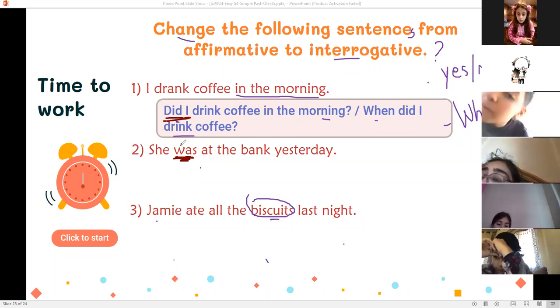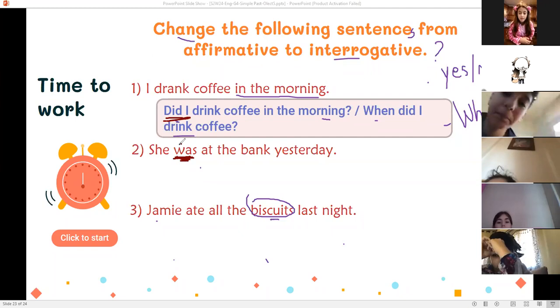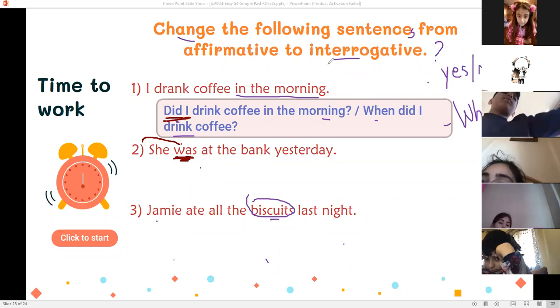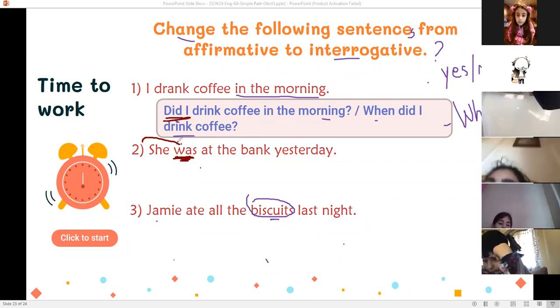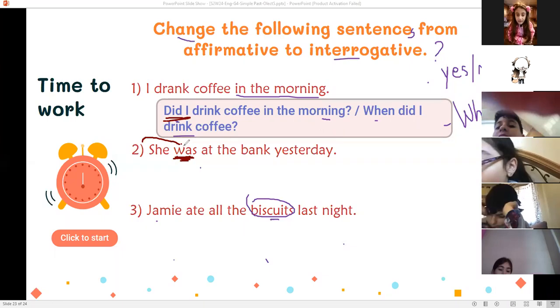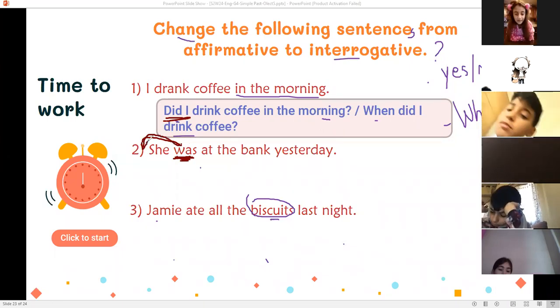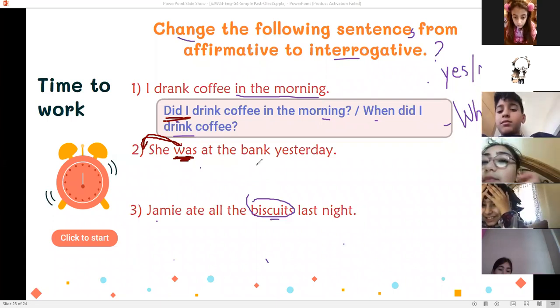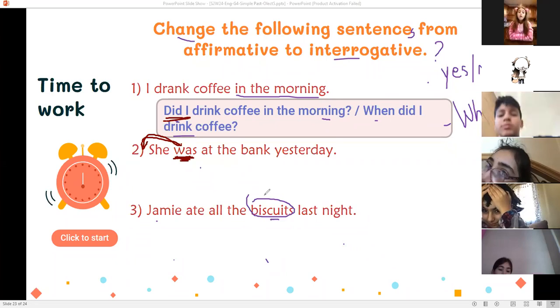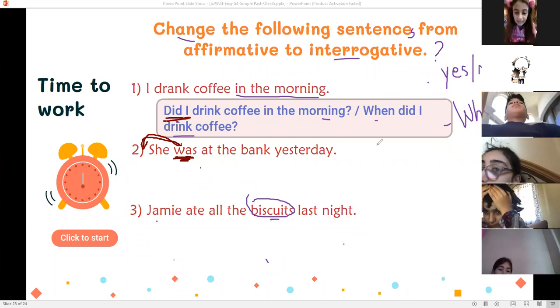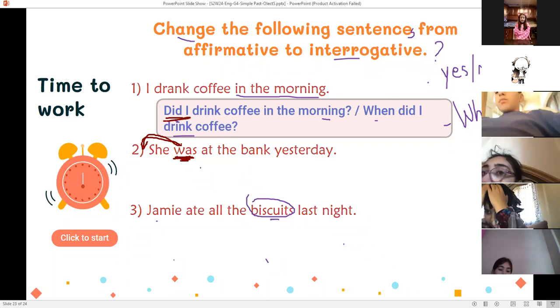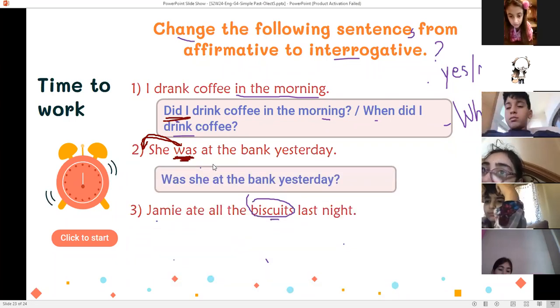So I'll give you a simple trick. All you have to do is take this one to the beginning. Just swap the first two words. Put was in the beginning. Start with was and then continue the sentence. Was she at the bank yesterday? Yes, the answer would be yes or no.